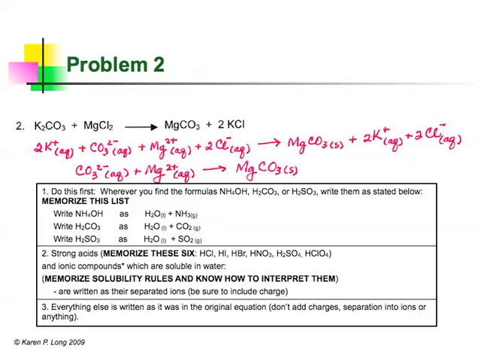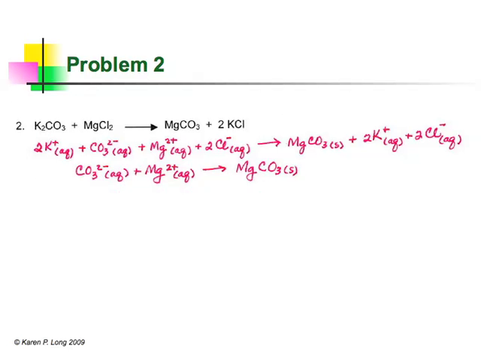The carbonates, on the other hand, are insoluble, so that one will be written as is, as MgCO3 solid. When you do the ionization with magnesium chloride, one thing sometimes somebody will do is Cl2 2 minus, instead of 2Cl minus. You should not keep the Cl2 together there. It is two ions of Cl minus, and so you should be writing it that way.